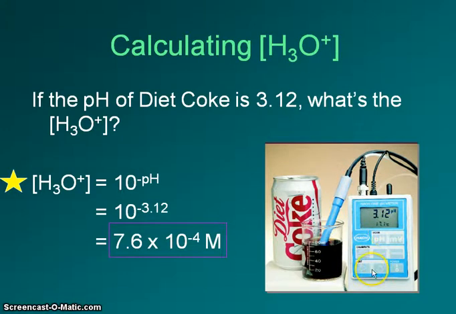This piece of equipment in the picture here is called a pH meter. You put a probe in your solution and it'll give you a digital readout of what your pH value is.